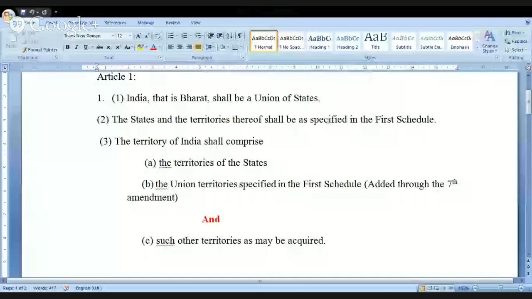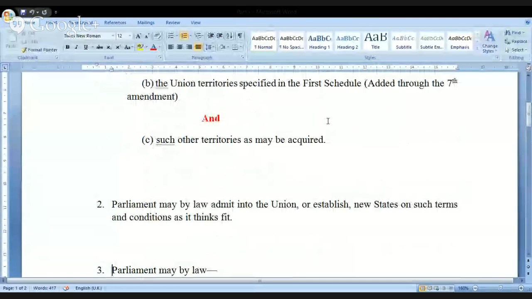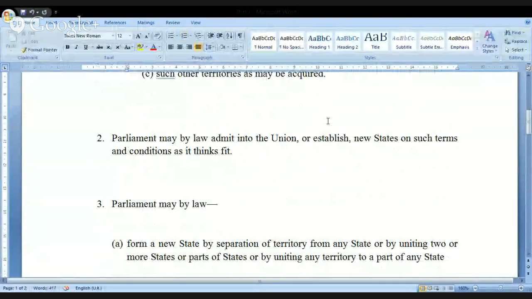But over a period of time, by amending the constitution, we also added one more clause. That is subclause B in Article number 1. So according to this particular subclause, even the union territories will also become part of the territory of India. Am I clear? Very, very important one. So this is about Article number 1 of the Indian Constitution. Kindly follow me very clearly and very carefully. This is how the Constitution has defined India.